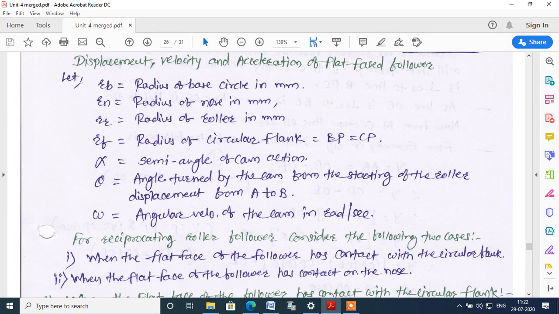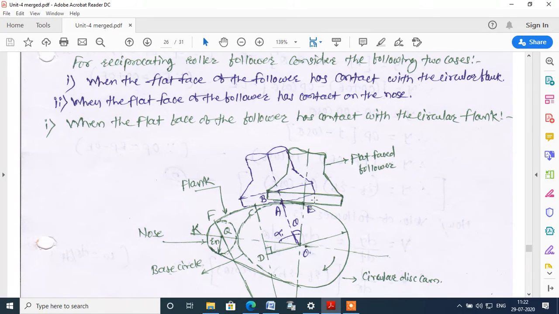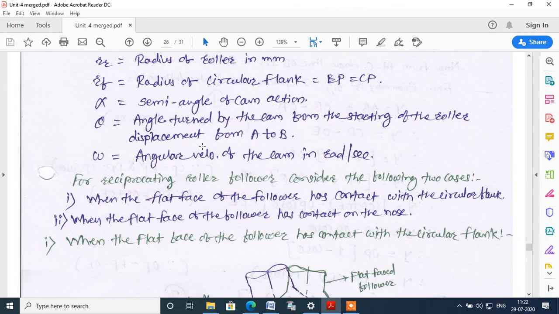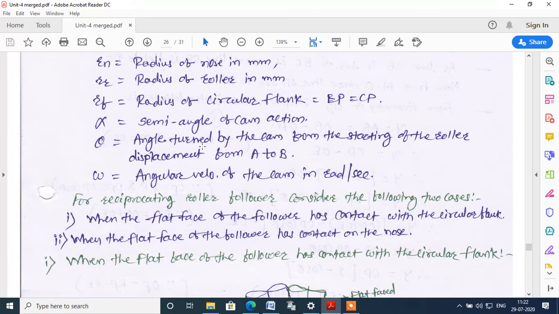So RB is the radius of the base circle, Rn is the radius of the nose, RR is the radius of the roller, and RF is the radius of the circular flank. RF is generally EP or CP, so it is approximately the same. Then alpha is the semi angle of cam action. Theta is the angle turned by the cam from the start of the follower displacement from A to B. Omega is the angular velocity of the cam in radians per second.